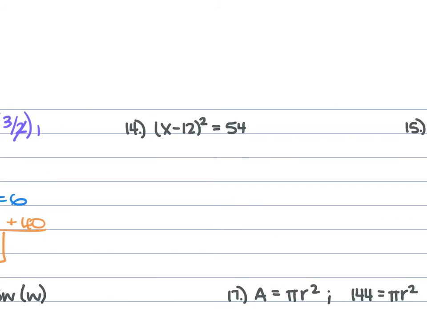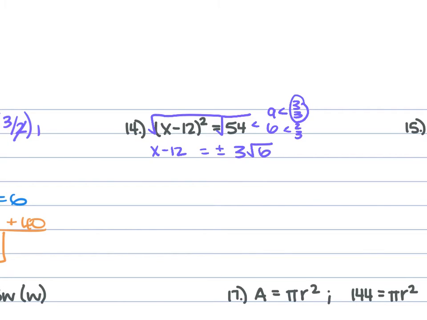For 14, we have x minus 12 squared is equal to 54. So we're going to take the square root of both sides. We're going to have x minus 12 is equal to plus or minus, the 54 is 6 and 9, the 9 is 3 and 3, the 6 is 2 and 3. So those 3's would pair up, and the 6 would stay underneath. So from here, we're going to add the 12 to both sides and get x is equal to 12 plus or minus 3 square root 6.